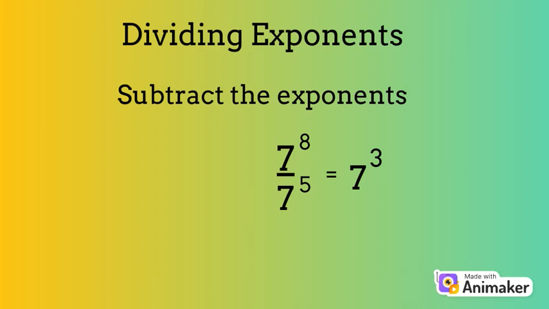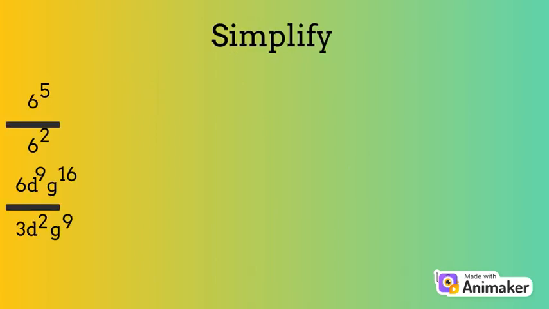To divide exponents, we subtract the exponents. As you can see in the example, it says 7 to the 8th power divided by 7 to the 5th. So we subtract 8 minus 5, which is 3. So the answer is 7 to the 3rd. Now let's move on to our examples.